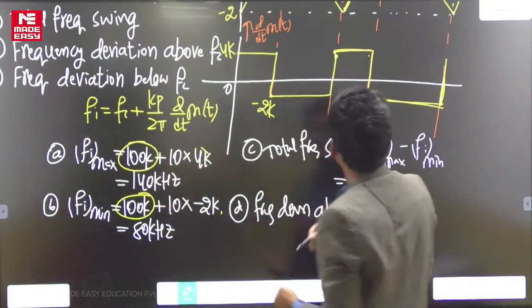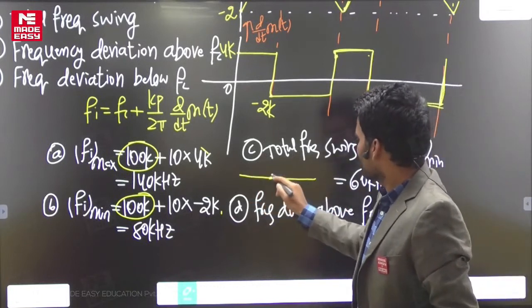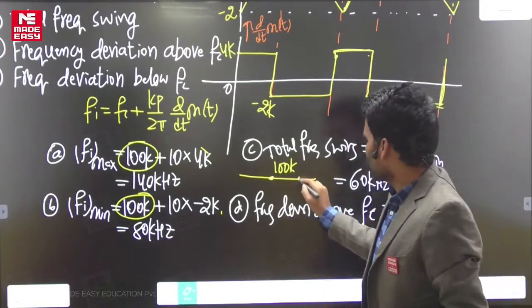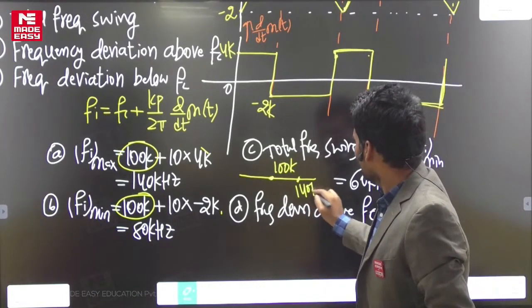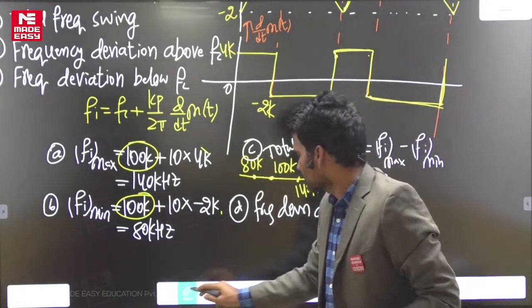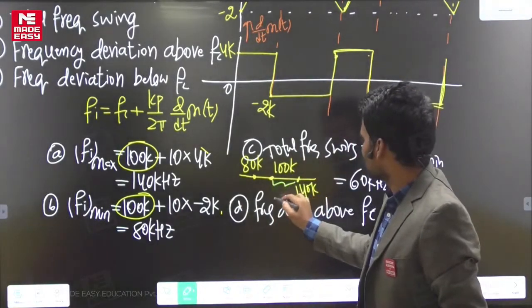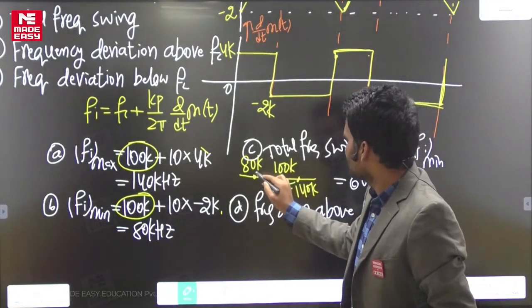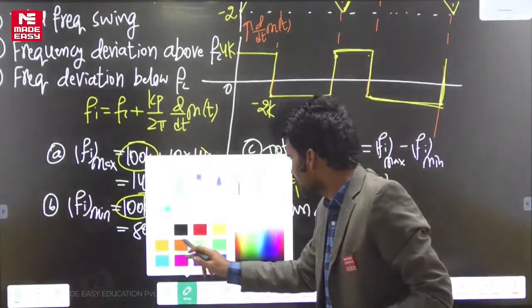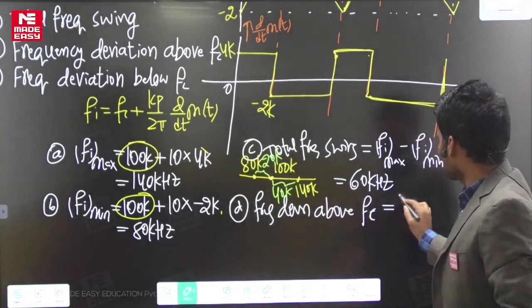Above Fc means, if you see Fc, it is like this. Fc is 100 kilohertz, and Fi max is how much? 140 kilohertz. Fi min is what? 80 kilohertz. Now what is the frequency deviation above Fc? That is 40 kilohertz. And frequency deviation below Fc, that is 20 kilohertz. So the frequency deviation above Fc will be 40 kilohertz.